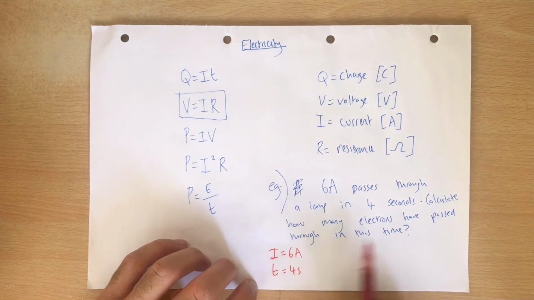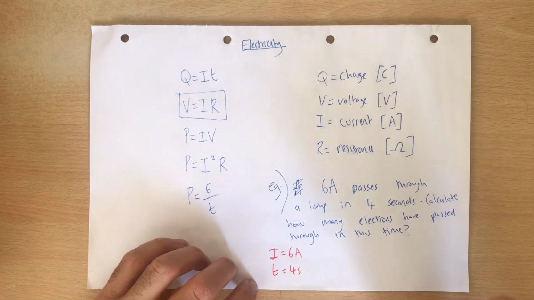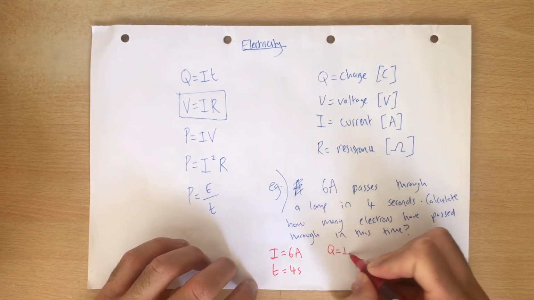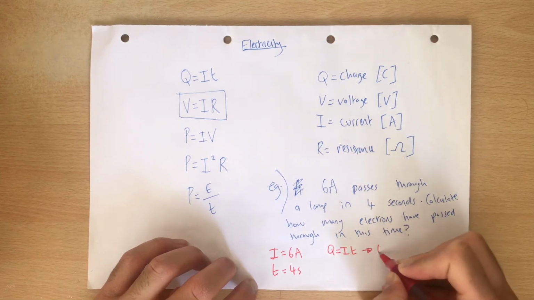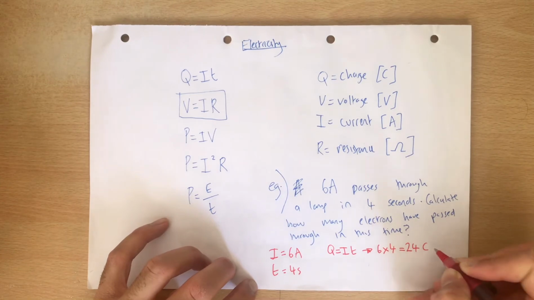Basically, we've got I and T. We're after the charge, because the electrons have a charge, so we can measure how many electrons have passed through. So the first thing we're going to do is use this equation, Q equals IT, and it becomes 6 times by 4, so we've got 24 coulombs of charge.